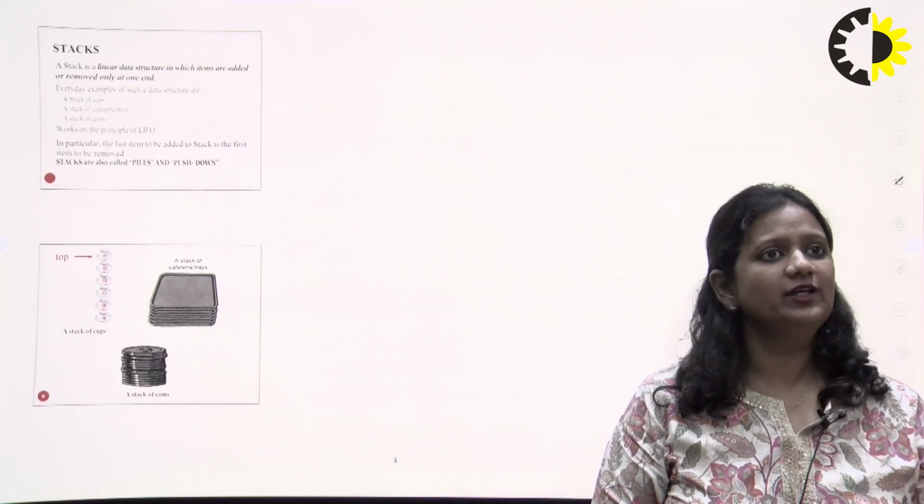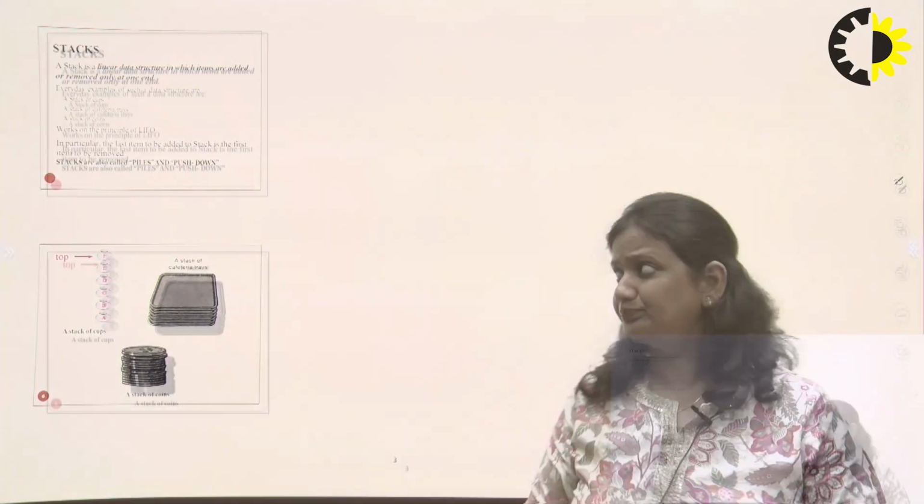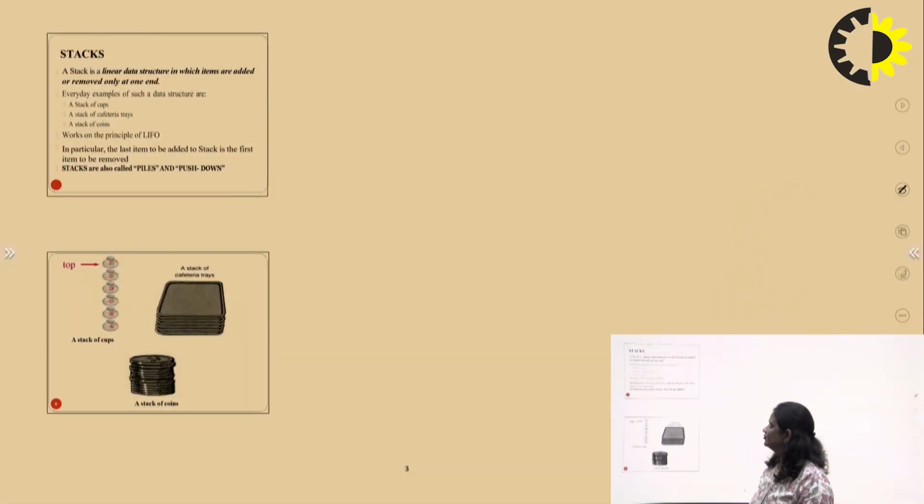So first we understand what a stack is. A stack is a linear data structure in which the item is added or deleted at only one end. Means if we want to add an item at one place, we have to delete that item from the same place. Examples of such a data structure are a stack of cups, a stack of cafeteria trays, a stack of coins.